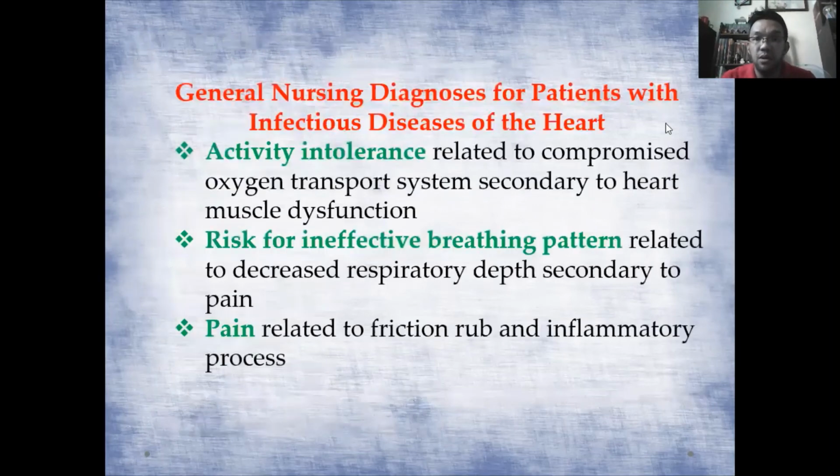And general nursing diagnoses for patients with infectious disease of the heart: activity intolerance, related to compromised oxygen transport, secondary to heart muscle dysfunction. So this is one of the things that you can use for nursing diagnosis. Risk for ineffective breathing pattern related to decreased respiratory depth, secondary to pain.